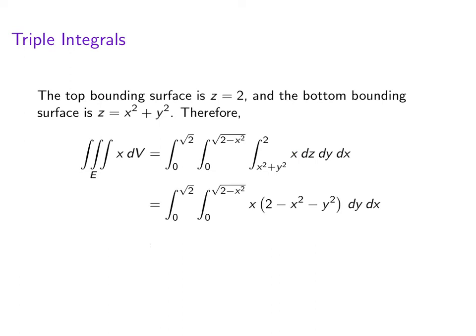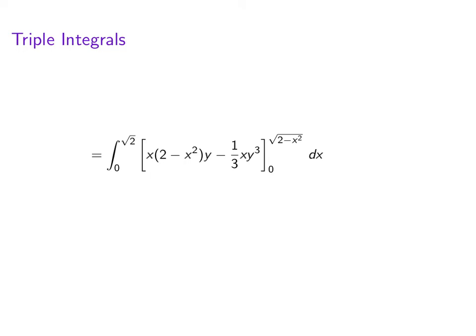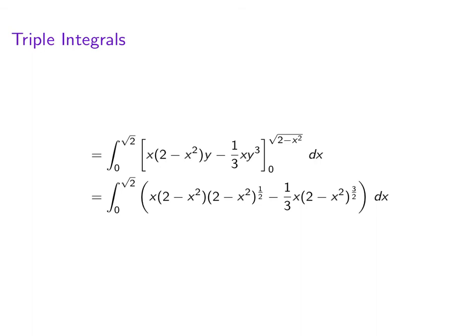If we evaluate that innermost integral, the inside turns into x times 2 minus x squared minus y squared. Now we're integrating with respect to y and x. If we multiply things out, it looks like this. If we anti-differentiate with respect to y, we'll get this. We'll need to plug in 0 and square root of 2 minus x squared. And if we plug in y, this is what we'll get. Now that looks messy, but it actually boils down into something quite nice.